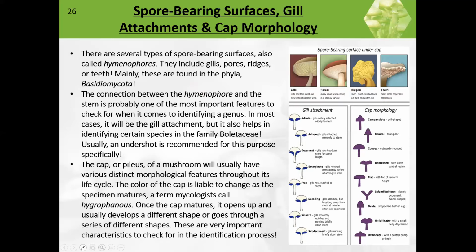The connection between the hymenophore and the stem is probably one of the most important features to check for when it comes to identifying a genus. In most cases, it will be the gill attachment, but it also helps in identifying certain species in the family Boletaceae. Usually an undershot is recommended for this purpose specifically.